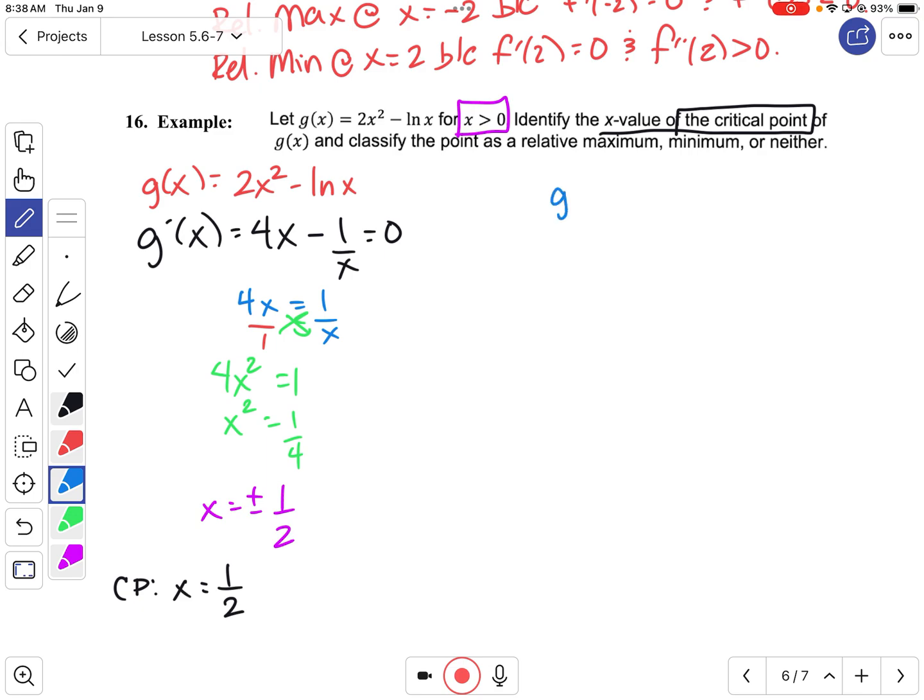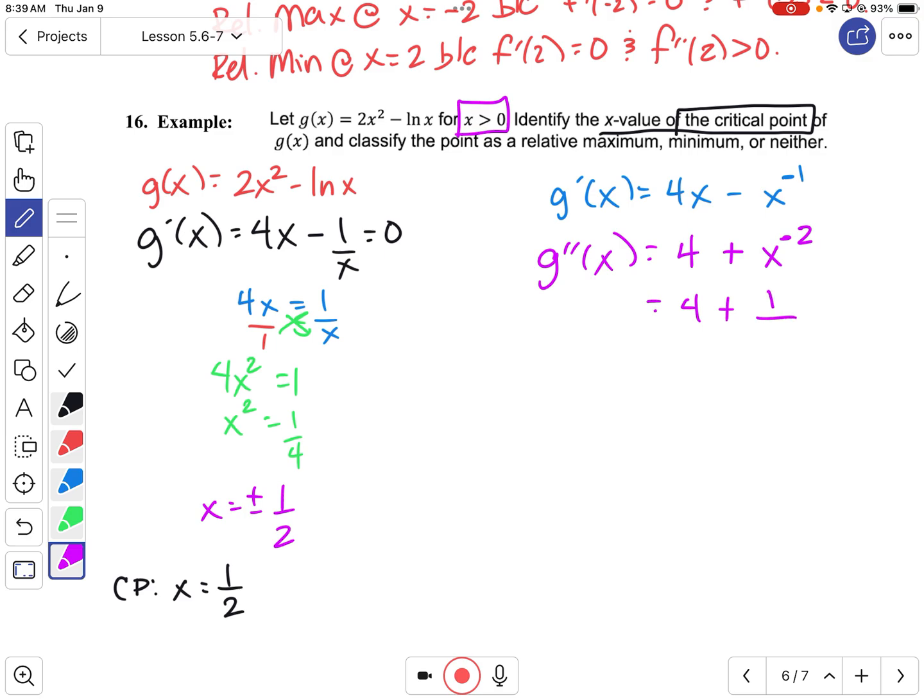So if I have g prime of x equals 4x, and are y'all good if I make that x to the -1? It's just going to make my derivative easier, okay? So when I do g double prime, that's going to give me 4 plus x to the -2, or 4 plus 1 over x squared, okay? Now, the only value that I'm going to evaluate for is 1/2.